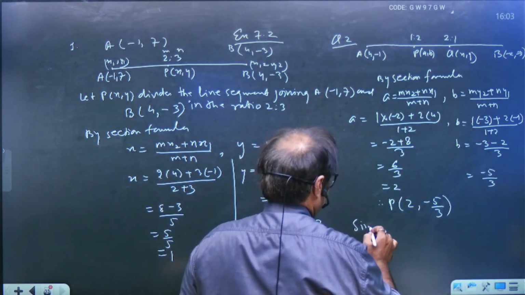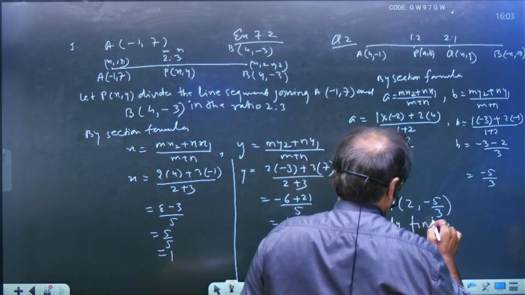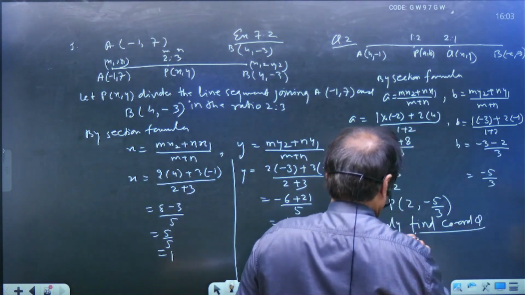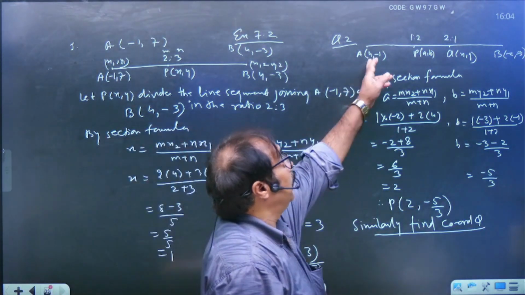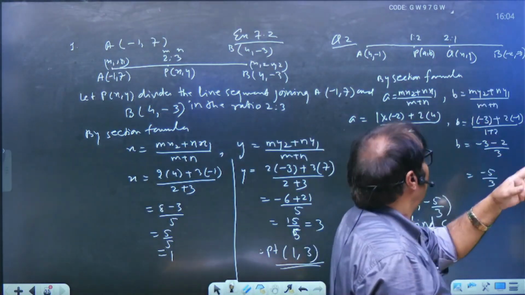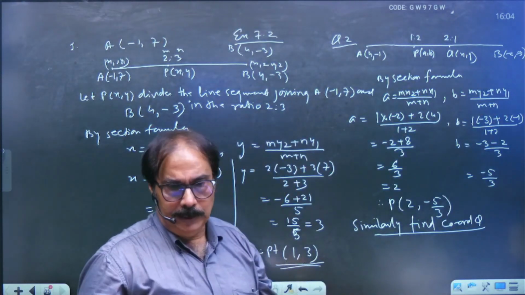So similarly, now I'm leaving it for you, find the coordinate of Q by applying the section formula. So here m will be 2 and n will be 1, and x1 y1 and x2 y2 will remain the same. So could you find it?